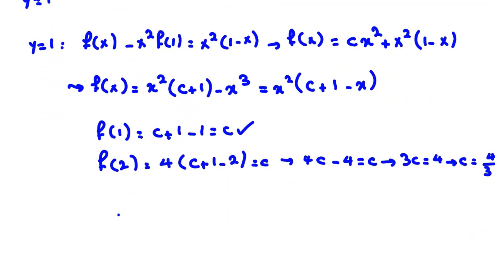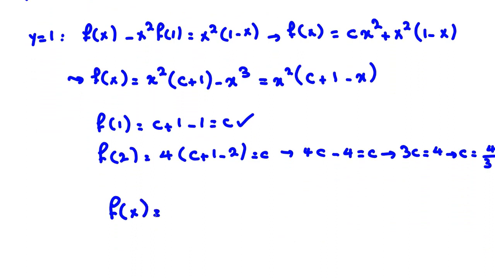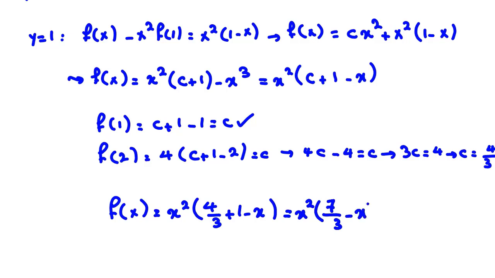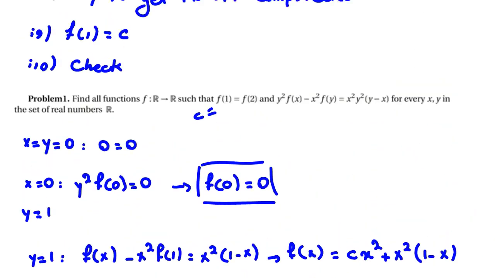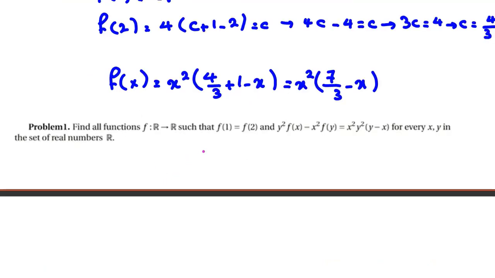Now we can replace it here. So f of x equals x squared times 4 over 3 plus 1 minus x. So it will be x squared times 7 over 3 minus x. So this is our function. And now the only thing that is left, by considering c, we've reached good results at one of the ideas. Now let's try to replace in the main equation. Check this equation here. Will the two sides be equal?